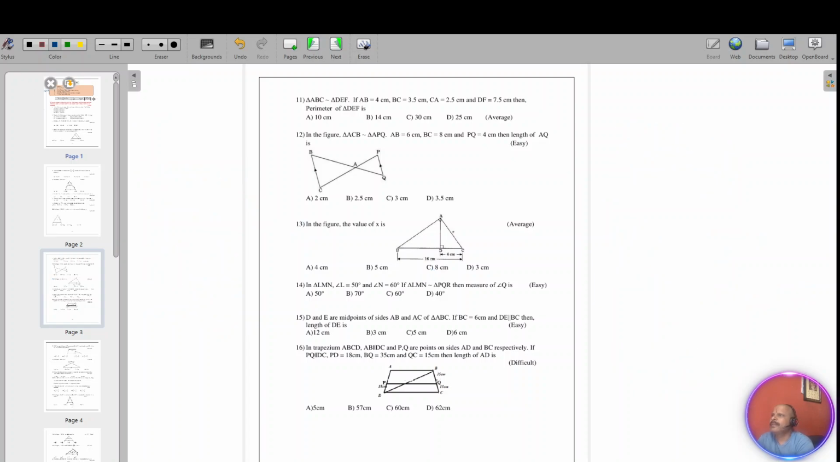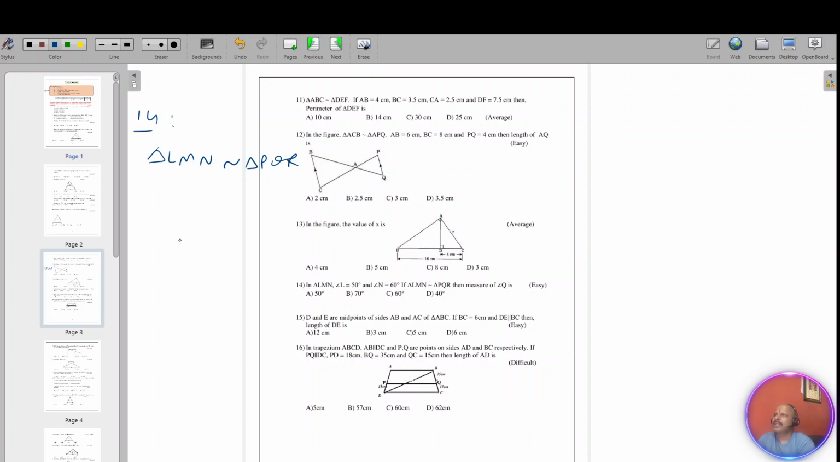We'll see the 14th one. Simple only it is. In the triangle, triangle LMN is congruent to triangle PQR. L is given, N is given. They asked Q. So M we don't have the value. So first if we find M, Q will be the respective corresponding angle.